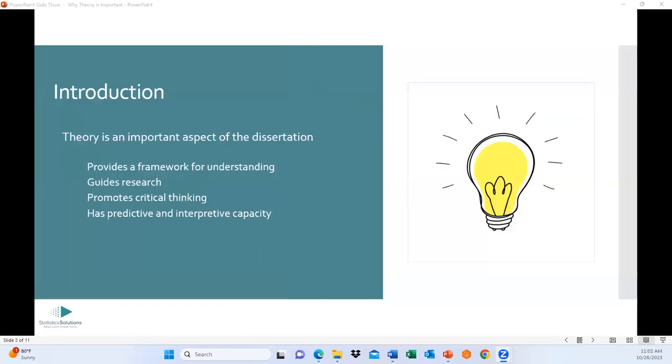All right, theory is an important aspect of the dissertation. For these reasons, these are some of the things that theory does. It provides a framework for understanding. It can help guide your research, it can help promote critical thinking, and it has predictive and interpretive capacity, because data without theory is just data, right? It doesn't say anything unless we bring some kind of interpretive mechanism onto it, right? And theory helps do that. So it provides a framework for understanding.